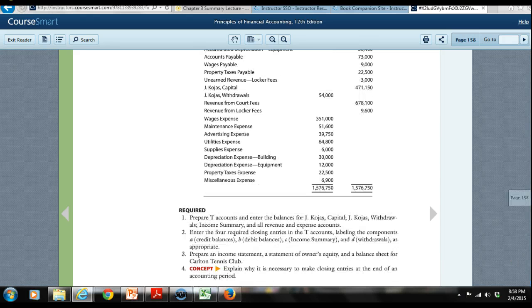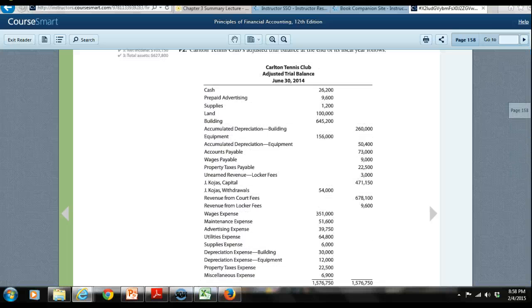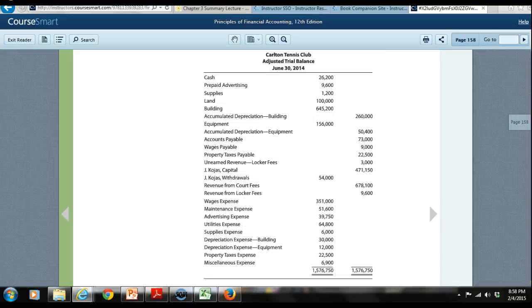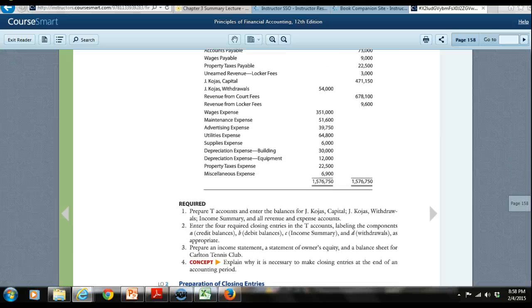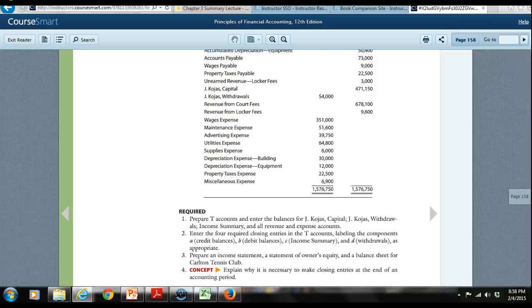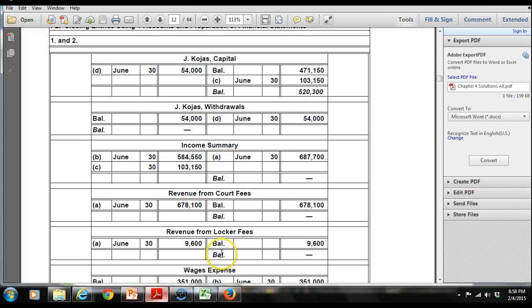Now it says, prepare an income statement, a summary statement of owner's equity, and a balance sheet for Carlton Tennis Club. So now we're going to look at this adjusted trial balance. And based on this adjusted trial balance, let's do an income statement. The first thing we have to do is the income statement.